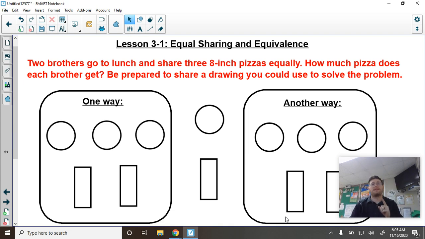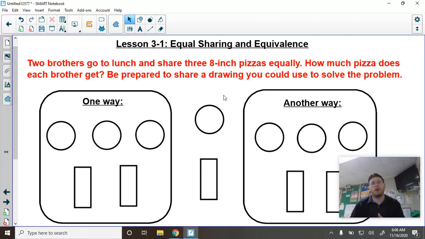Today's lesson is going to be lesson 3-1, equal sharing and equivalence. We're going to start talking about fractions. And if you haven't checked out the fractions video that I had put up on YouTube, you might want to check that out. All right, so let's get started.